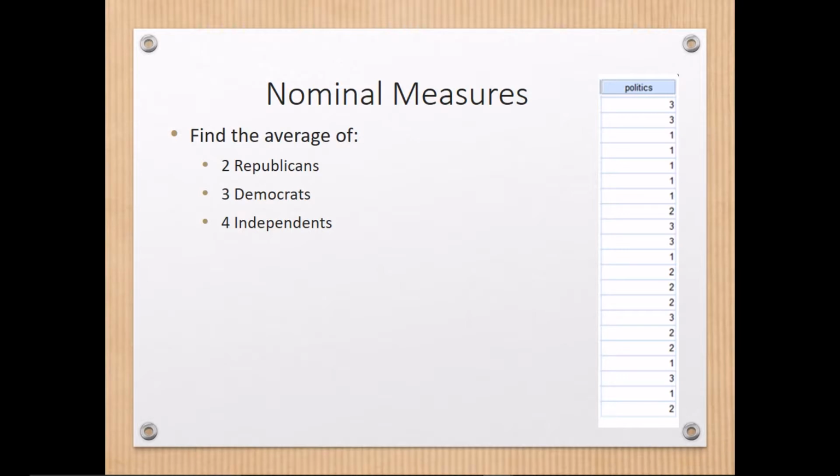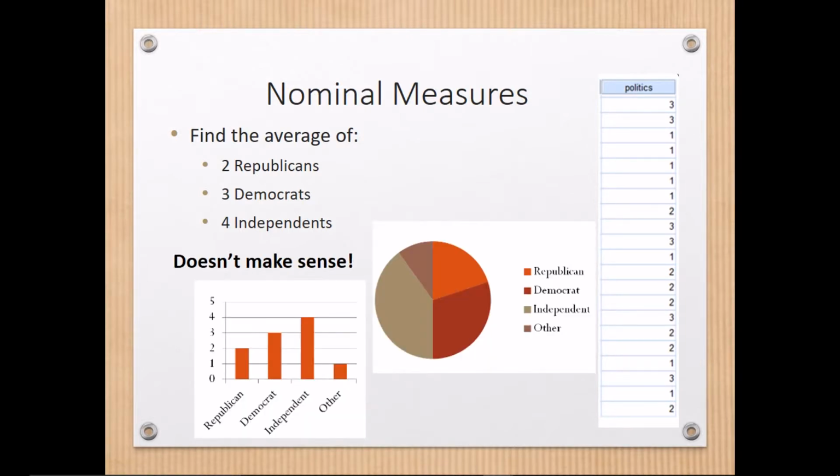As you can see on the right, using a computer, I could technically compute an average from these scores. But what would, say, an average score of 2.4 mean in this case? It's not interpretable. So what can we do with nominal data? Well, we can report frequencies, such as with a bar graph or a pie chart. I've got a bar graph here and a pie chart here.